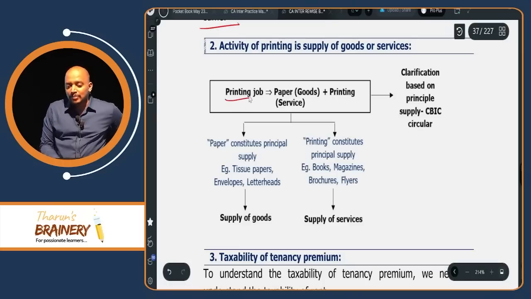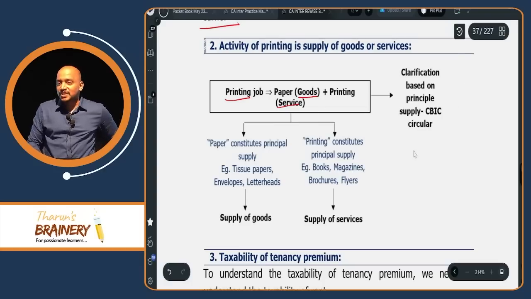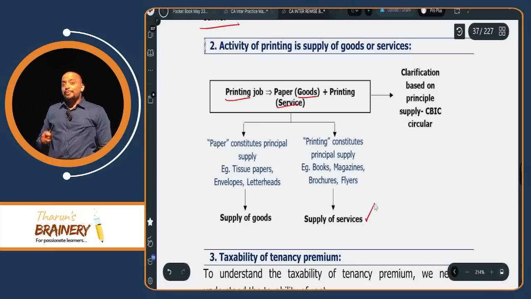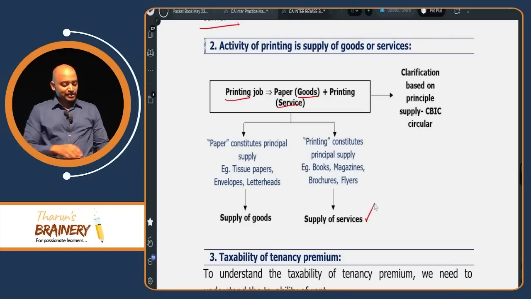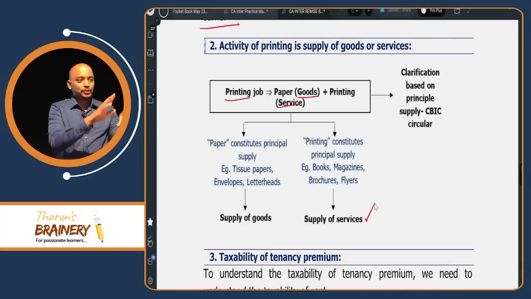So in a printing job, there will be 2 elements: the goods element is paper and the service element is printing. It should be classified based on principal supply. If printing constitutes principal supply, it will be treated as supply of service. If paper constitutes principal supply, for example, this is one tissue paper, tissue paper.